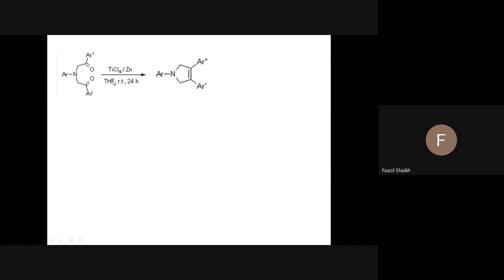So we have gone through the mechanism. There is a formation of free radical, therefore we know the aromatic ring will stabilize it. Therefore aromatic ketones would produce a higher yield compared to the aliphatic ones.